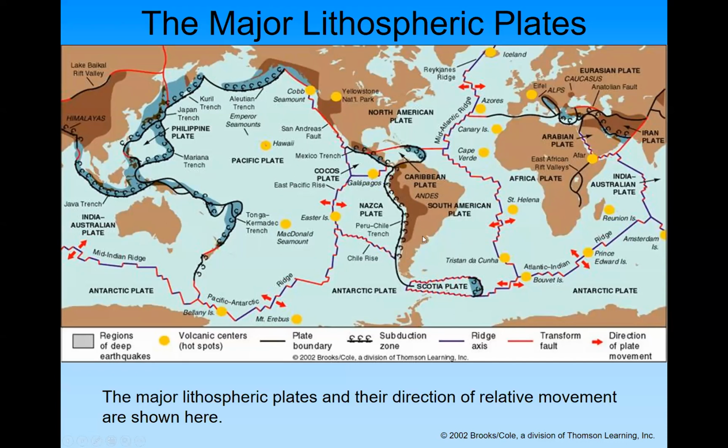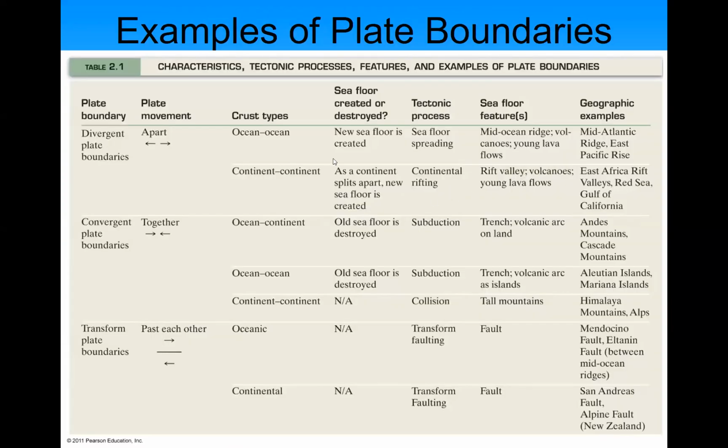Okay, so we've got these plates, and then there are plate boundaries. And as it happens, there are 3 types of plate boundary. There are plate boundaries that are divergent, and that's where a new plate is forming, and these plates are drifting apart. There are convergent plate boundaries, where the plates are coming together. Then there are transform plate boundaries. We already talked about what transform plate boundaries are.